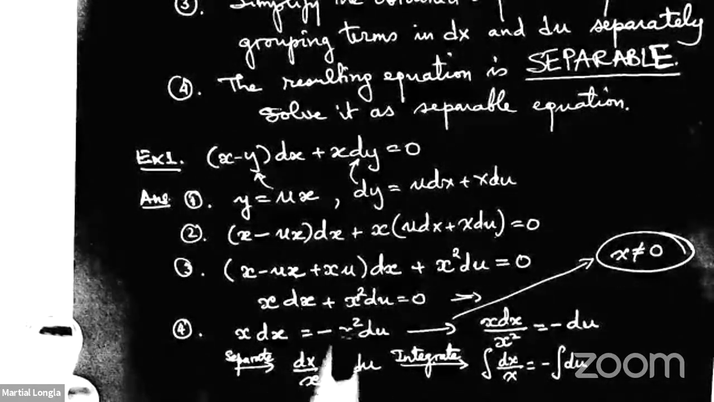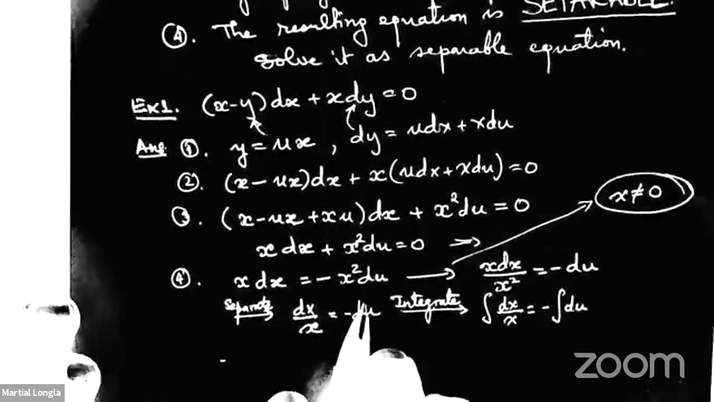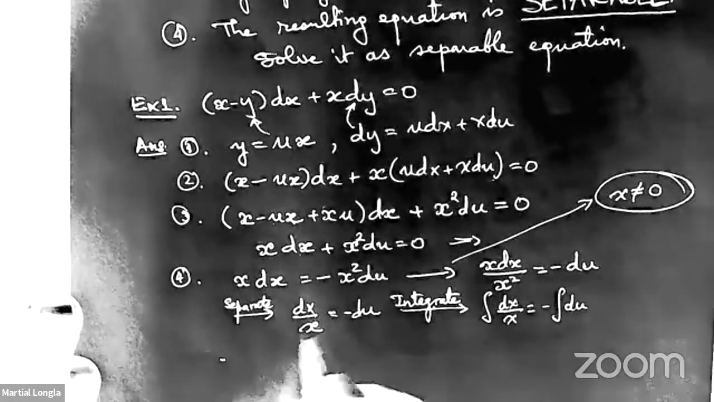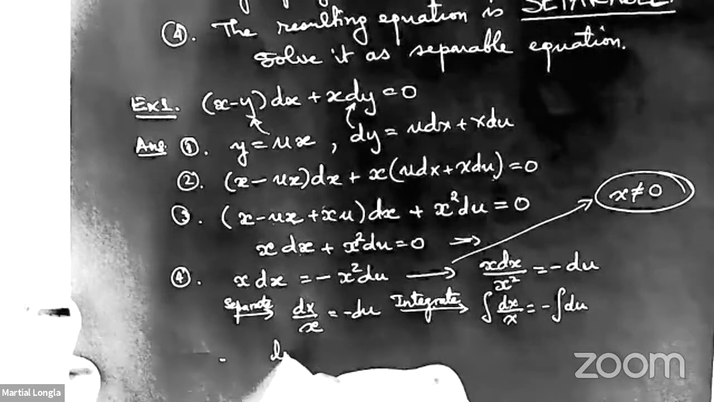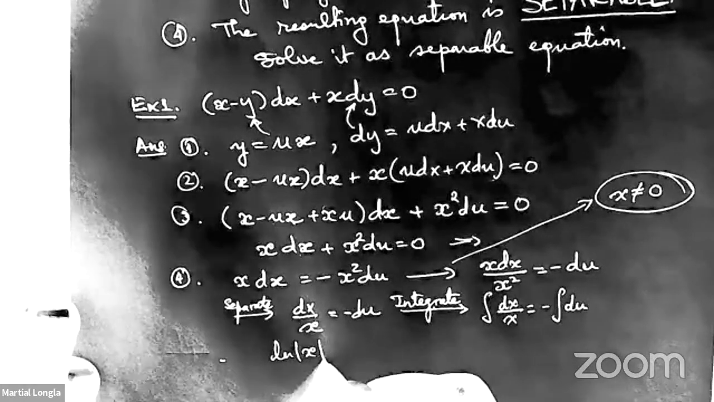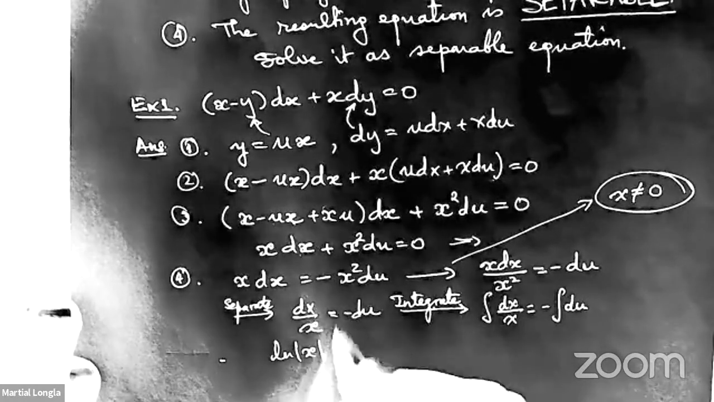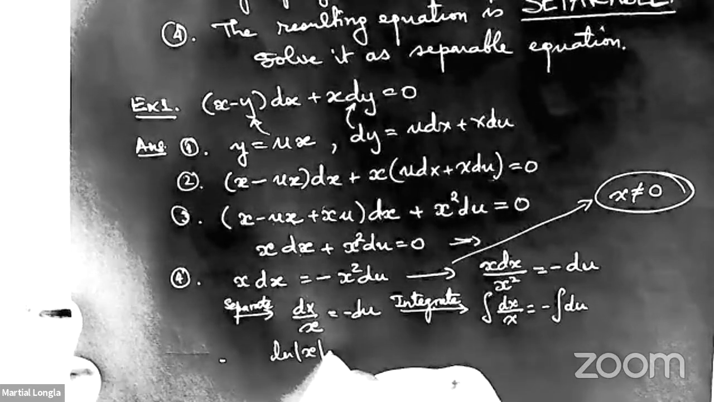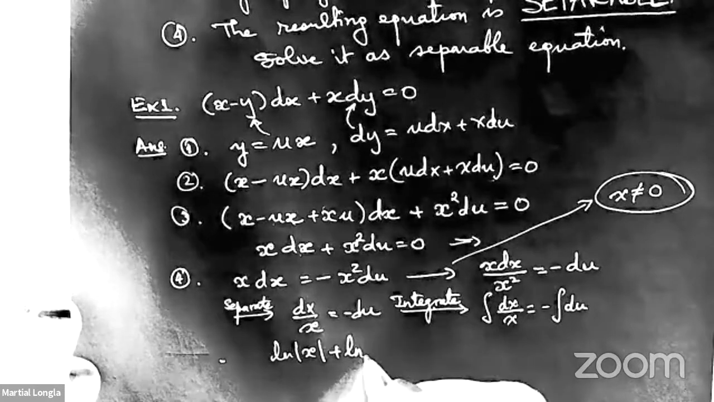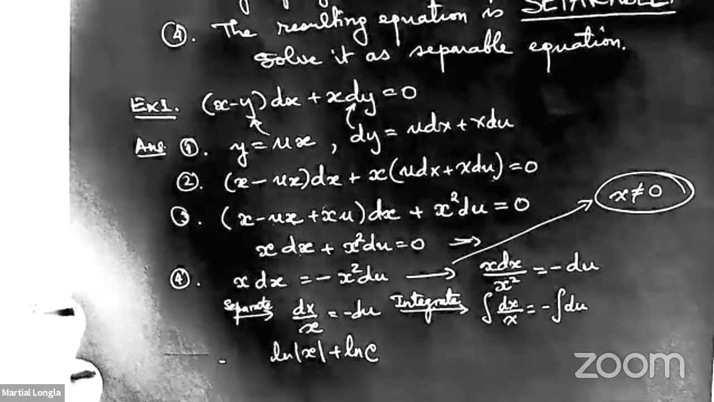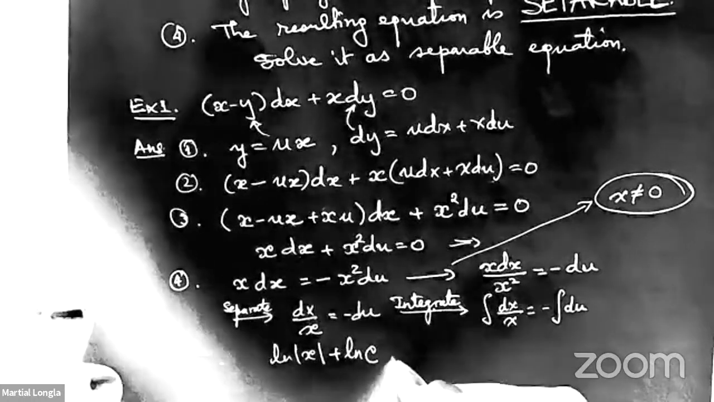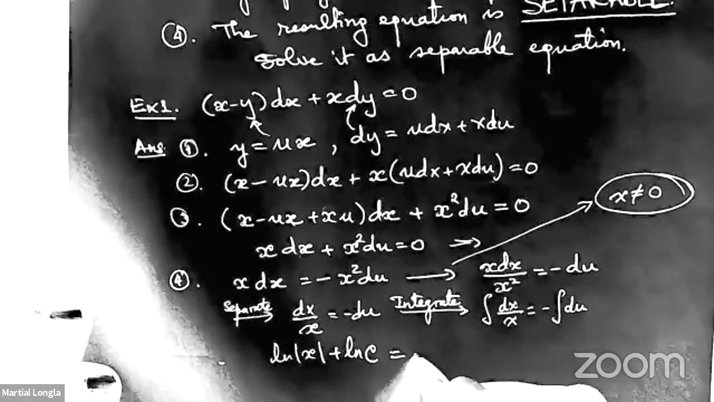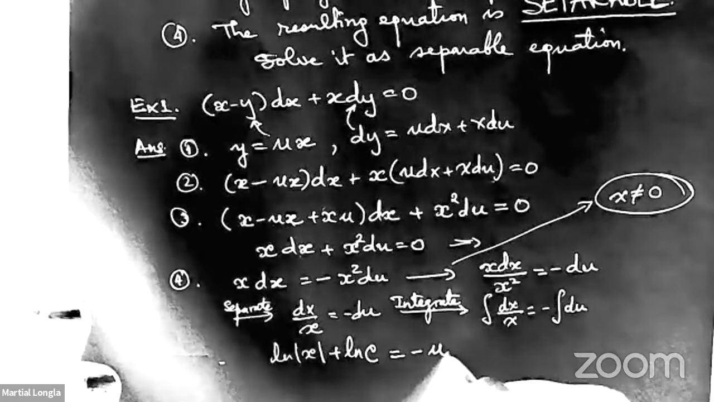And so we compute that integral. Integral of dx over x, that's natural log of absolute value of x. And actually, I could just add natural log of c as a constant. And then integral of du is u, so that's negative u.